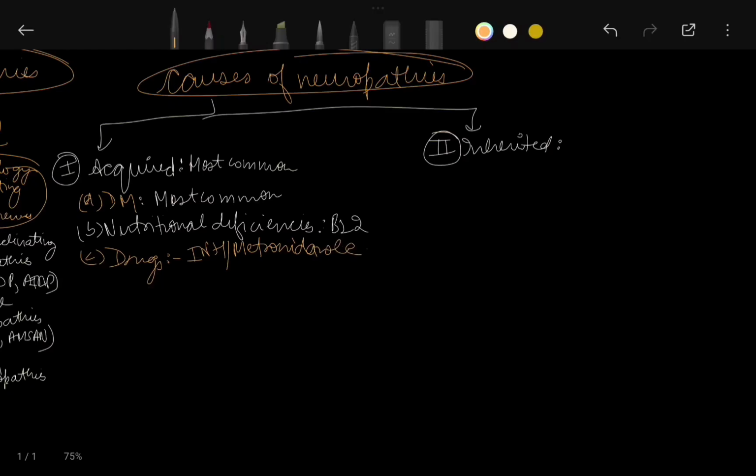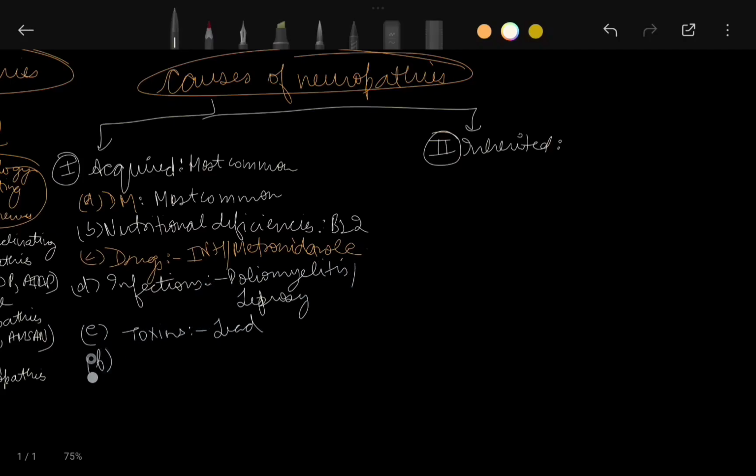Then there are nutritional deficiencies, drugs, and infections. In infections, we have poliomyelitis and leprosy. In toxins, we have lead. Lastly, compressive neuropathies. So in acquired forms of neuropathies, the most common is diabetes, then deficiencies, drugs, infections such as poliomyelitis and leprosy, toxins such as lead, and compressive neuropathies.